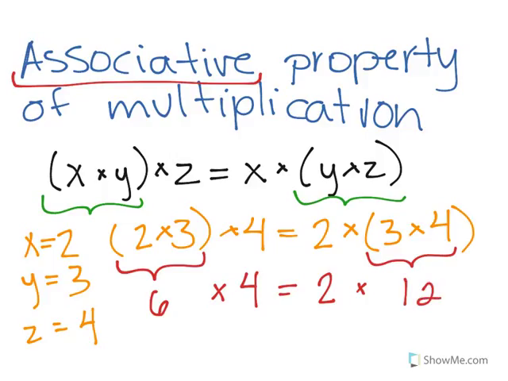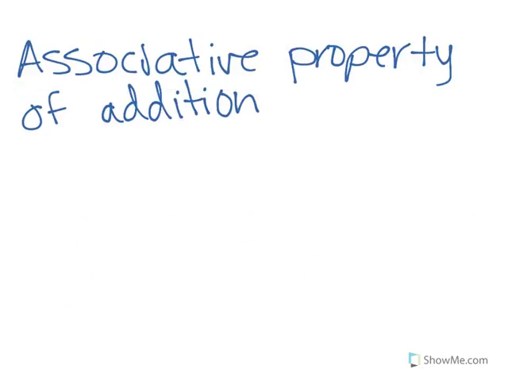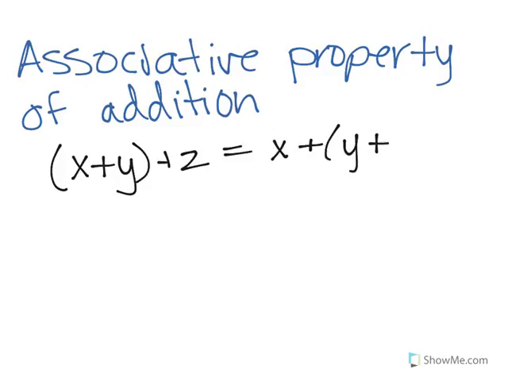And now we just multiply. 6 times 4 is equal to 24, and 2 times 12 is equal to 24. So this is right. And now, very similar, we have the same property but for addition. So this means that if you have x plus y and that as a whole plus z, that is equal to x plus y plus z as a whole. And so let's put the same values for x, y, and z.